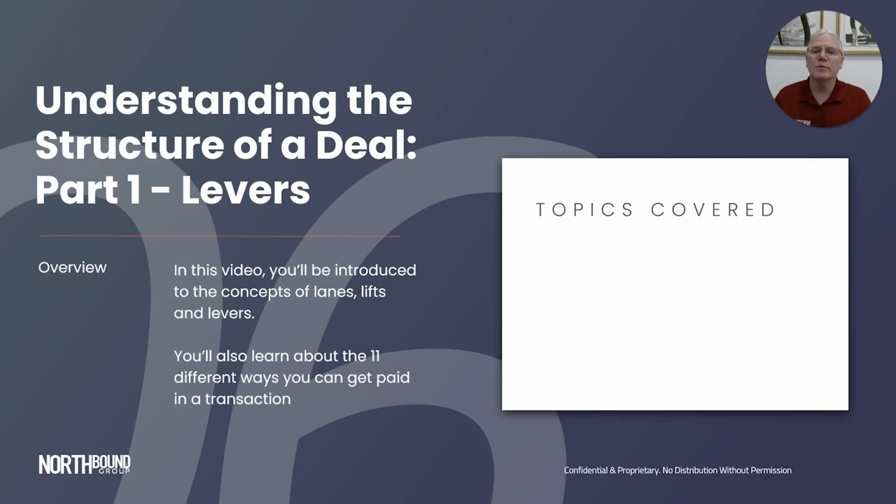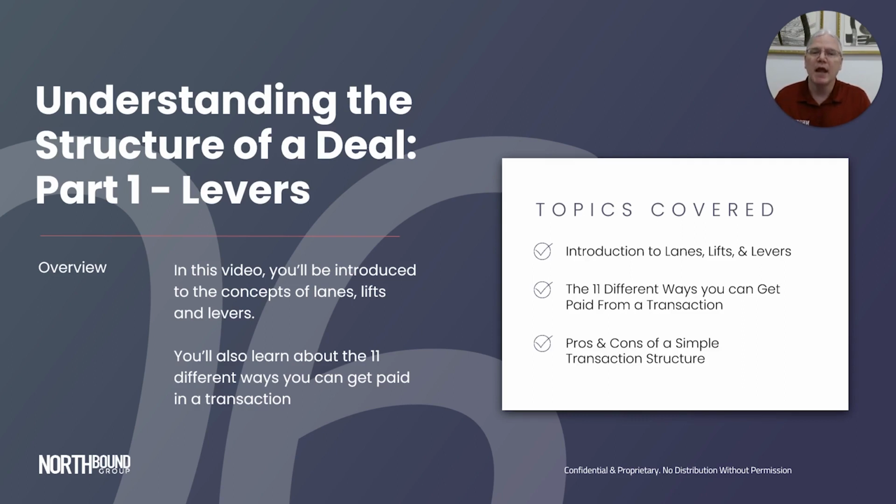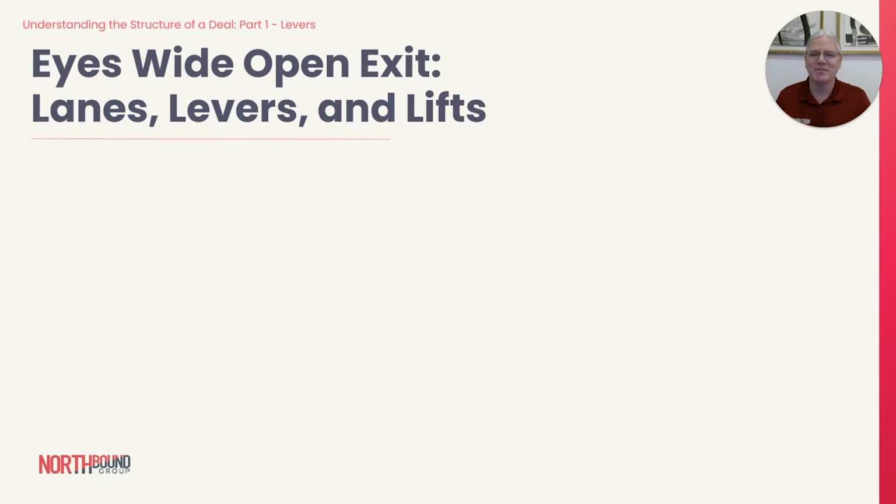In this video, we're going to be introducing the concept of three things called lanes, lifts, and levers, and then we're going to dive deeply into the levers section, which is essentially 11 different ways that you can get paid in a transaction. So after we do the introduction, we'll talk about each one of the 11 different ways that you can get paid, and then we'll talk about the pros and cons about having a simple transaction versus a more complex transaction. Okay, let's get started.